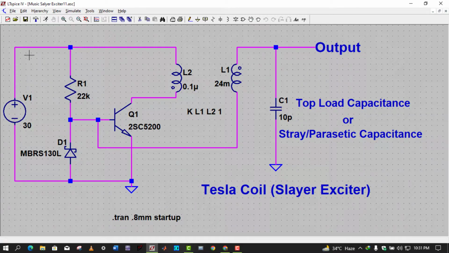As current rises through this path, it will generate some magnetic flux, and as we know, these two coils are linked together. I have also defined the coupling factor.